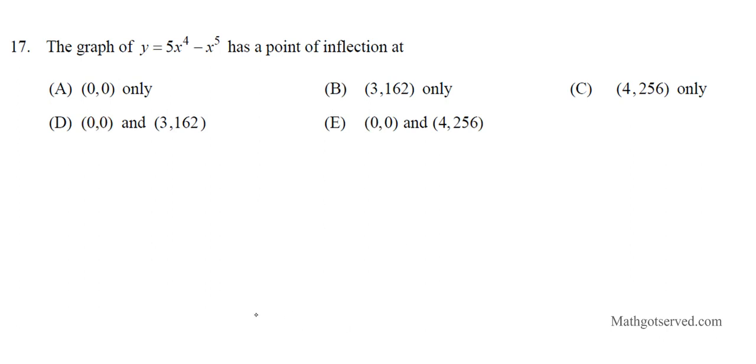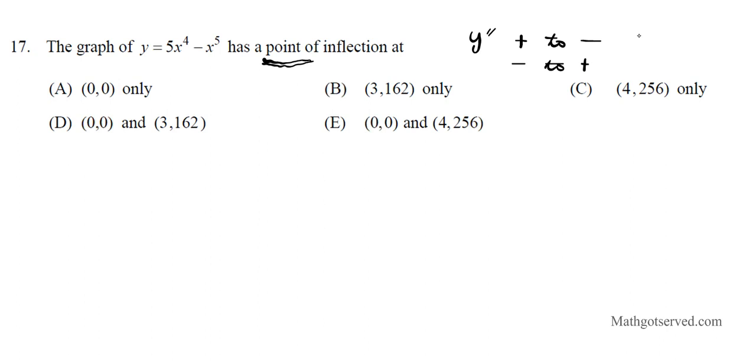All right, so for question 17, it says the graph of y equals 5x to the fourth minus x to the fifth has a point of inflection at. So when do you have a point of inflection? You have a point of inflection when the second derivative changes from positive to negative or from negative to positive. So the point where the second derivative changes sign is basically where you have a point of inflection.